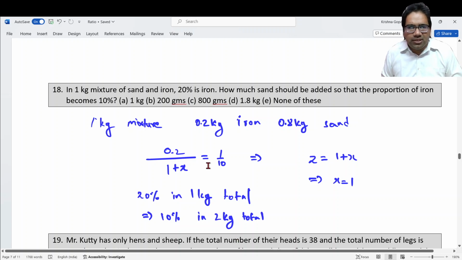Let's try to see systematically also. So 1 kg mixture contains 0.2 kgs iron and 0.8 kgs sand. Right. Now this iron is not changing. What he is saying, he has to add more sand.